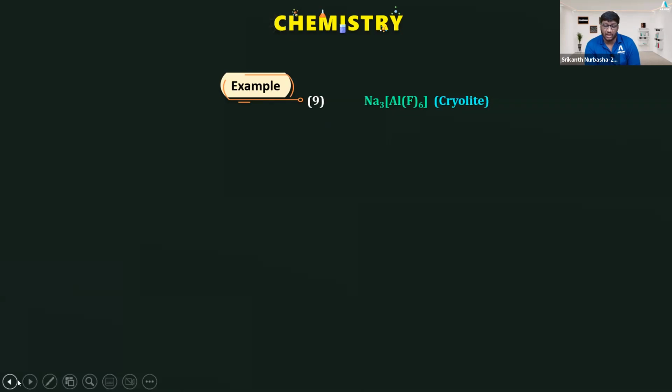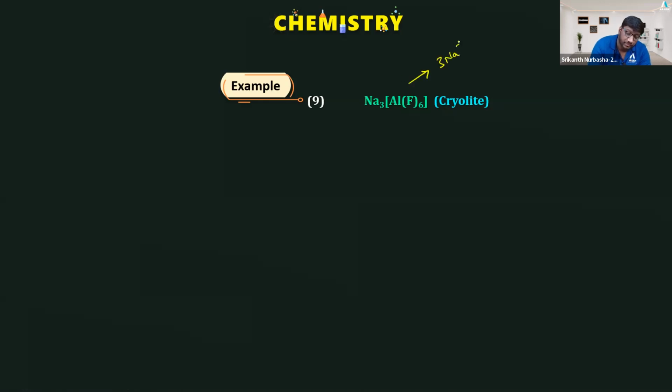Very good. Try to name this: Na3AlF6. It is also called cryolite. What is the IUPAC name of this compound? Na3AlF6 is also called cryolite, but what is the IUPAC name of this particular compound? We have to answer this.